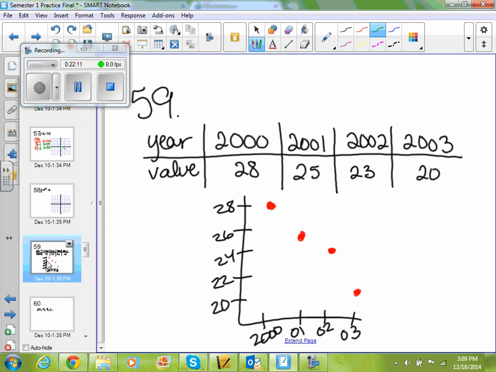No, that's not a correlation. Correlation describes what our graph is doing. If our graph's going up, what type of correlation is that? Do you remember? Starts with a P. If our graph's going up, what type of correlation is that? Positive. One type of correlation that we learned is positive.